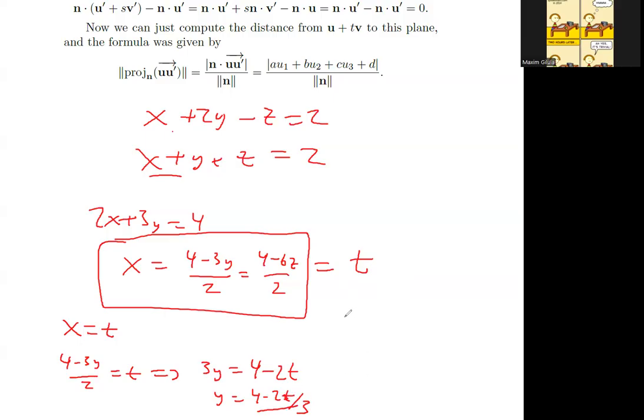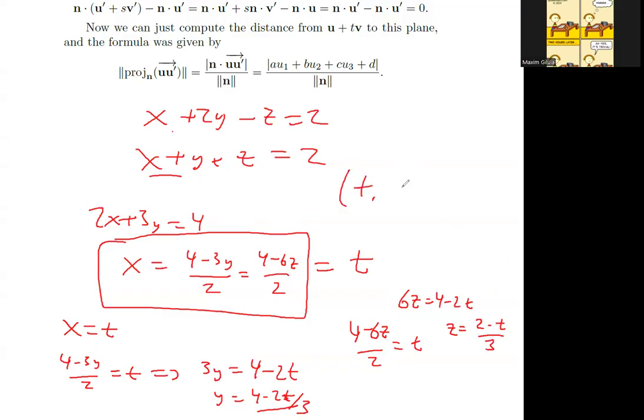And finally, since I already solved, I erased what z was, so I'll have to start over. 4 minus 6z over 2 is t. So I get 6z is 4 minus 2t. So z is 2 minus t over 3. So I get my equation of the line.